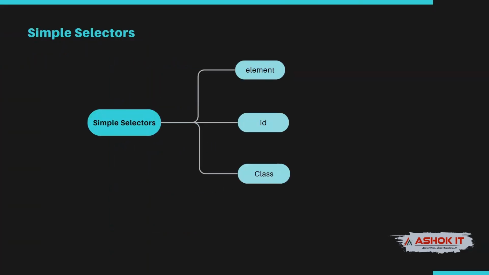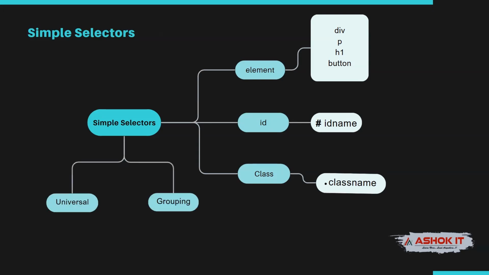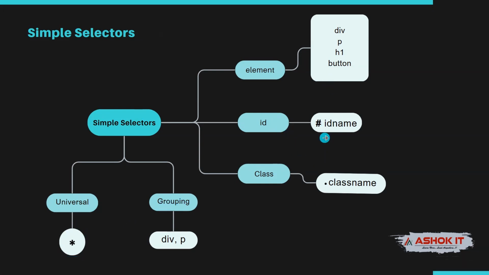Inside of simple selectors, we have element, ID, and class, and examples of elements are div, paragraph, h1, button. Coming to the IDs, we'll be giving the ID name and attaching a hash in front of it. Coming to the class name, we'll do similarly, but we'll use a dot in front of the class name. We also have selectors like the universal selector and grouping selectors. The universal selector is represented by a star, and grouping selectors are a combination of multiple selectors. Now let us see the simple selectors with examples.